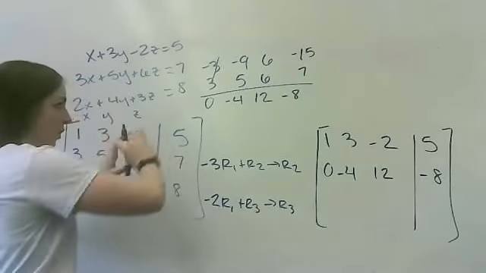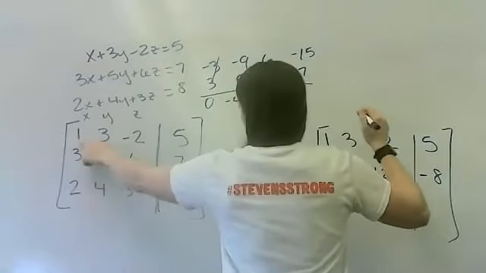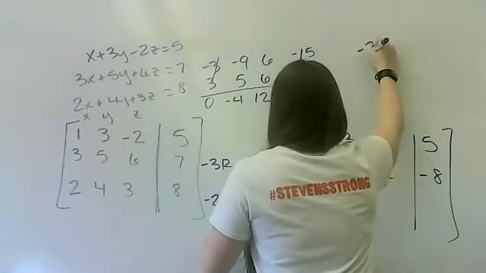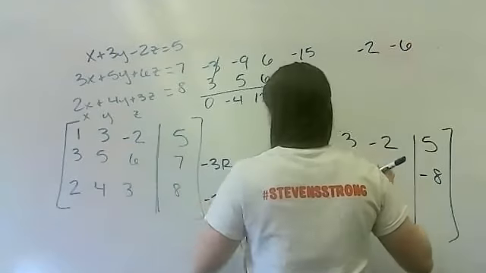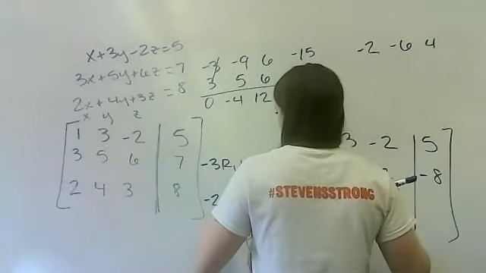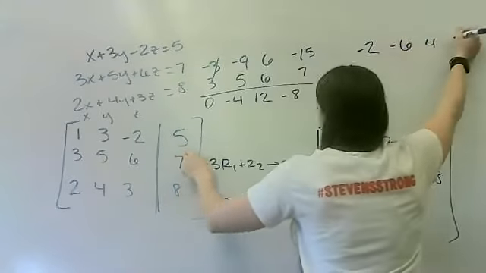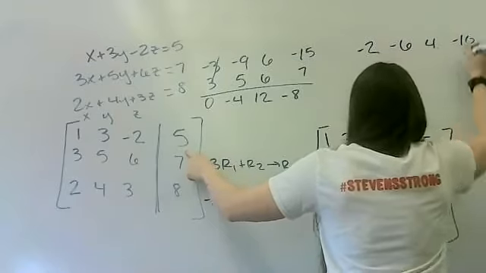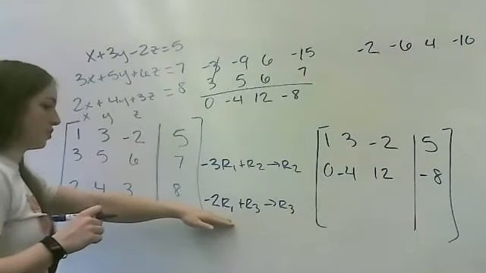Okay, and now I can go through and do my second row operation, which was taking -2 times row 1. So I'm gonna write that off to the other side now. -2 times row 1: 1 times -2 is -2, -2 times 3 is -6, -2 times -2 is 4, -2 times 5 is -10. I was getting myself messed up there a little bit.